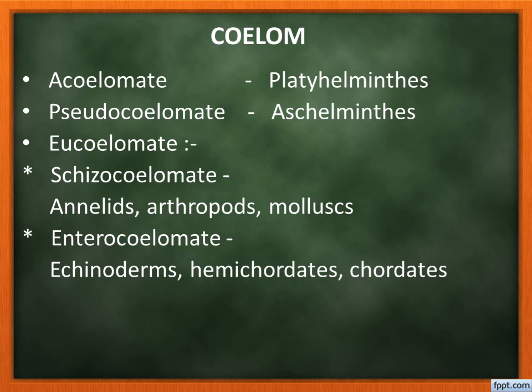So this no-coelom character is found in the Platyhelminthes. The next phylum is Aschelminthes. Aschelminthes consists of pseudocoelom. Pseudocoelom means a coelom is there, but it is not a real coelom. That I will explain now. Next one, eucoelomate. Eucoelomate means the real coelom will be there. This eucoelomate is classified into two, schizocoelomate as well as enterocoelomate. Schizocoelomate is present in the next phyla Annelida, Arthropoda and Mollusca. Enterocoelomate is found in Echinodermata, Hemichordata as well as Chordata. Is it fine? So let us see one by one.